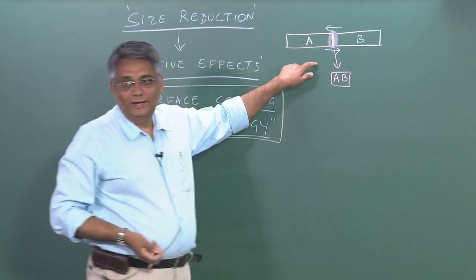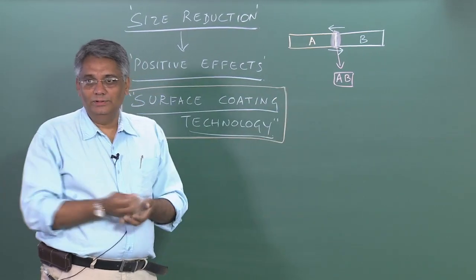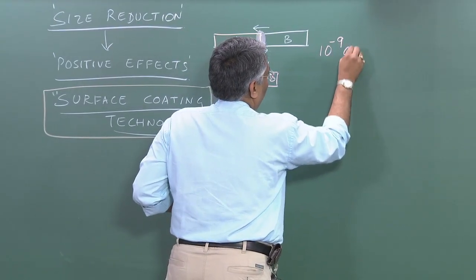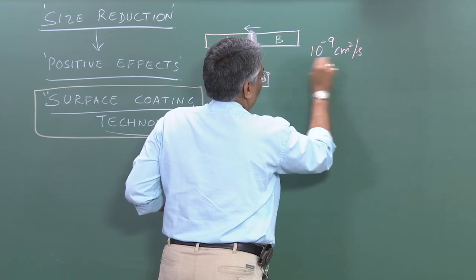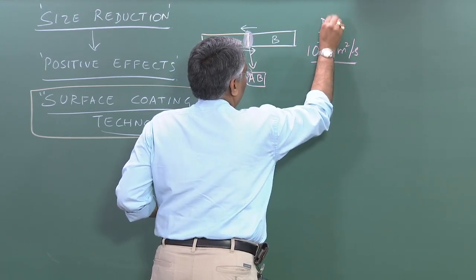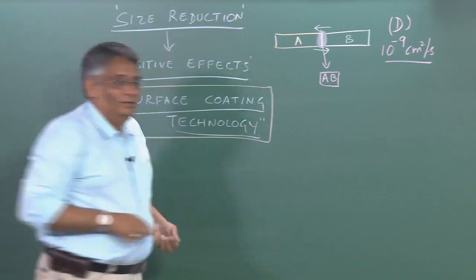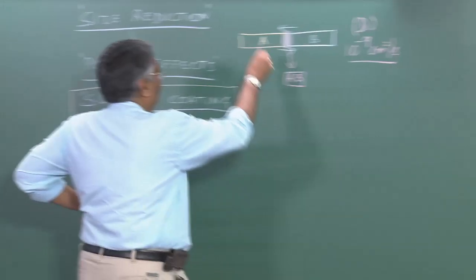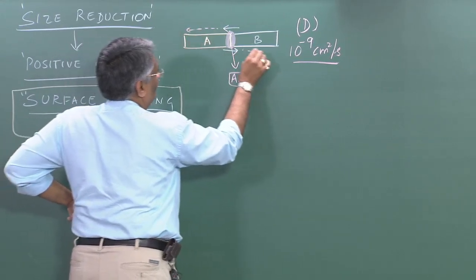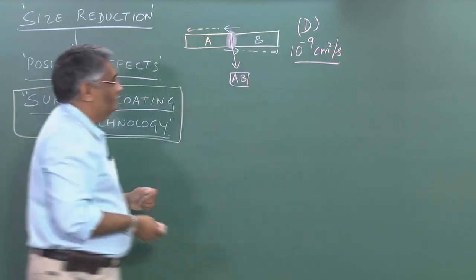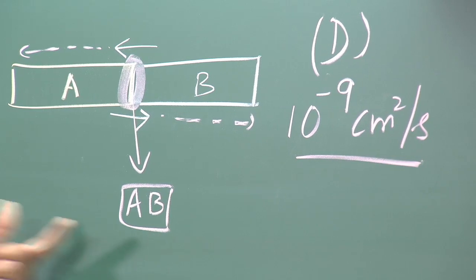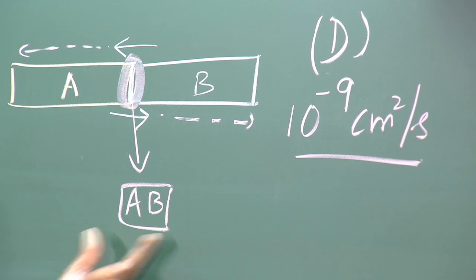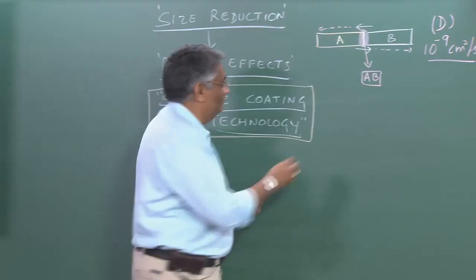For this diffusion to happen in solids, normally with diffusion coefficients of the order of 10 raised to minus 9 centimeter square per second, you can imagine the time required for this species to migrate through the entire solid to convert the entire thing into a new compound called AB. This takes a lot of time.